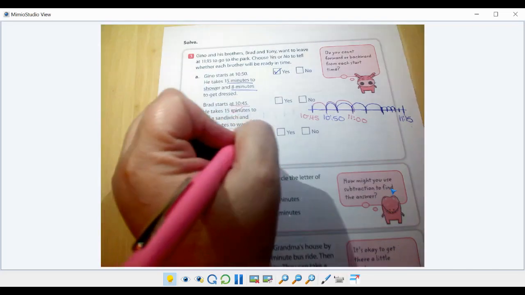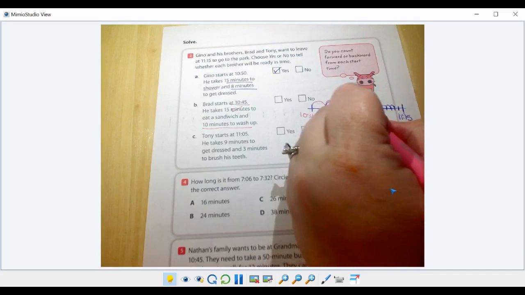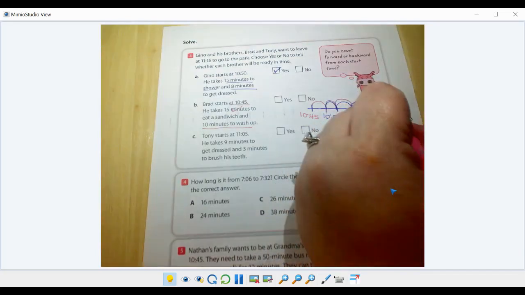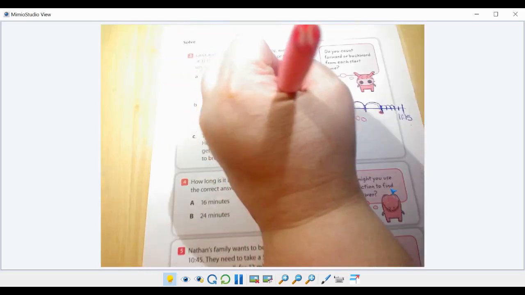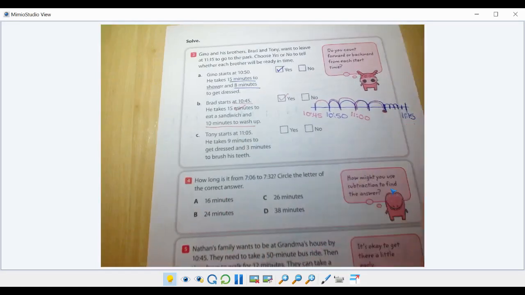Now it takes 10 minutes to wash up, so we need to add on 10 more minutes for him. 5, 10. So Brad would get finished right here. So would he be ready in time? Yeah, because we didn't go past the 11:15.